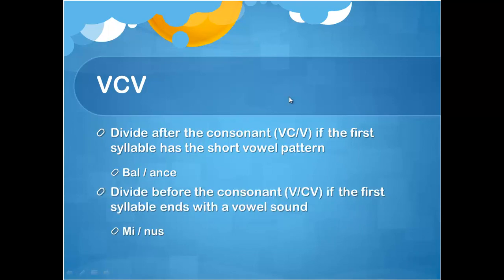However, if you have the vowel making its vowel sound, like in the word minus, you would divide it after the vowel sound. So now we have a breakdown of my as the first syllable, ness as the second.